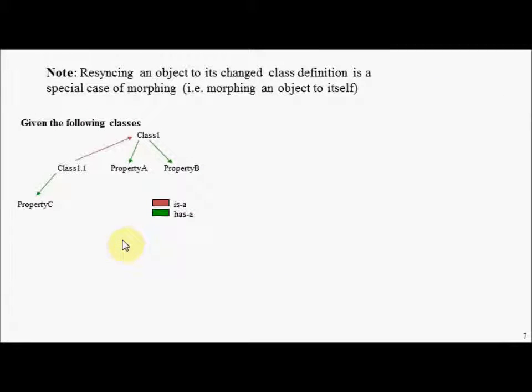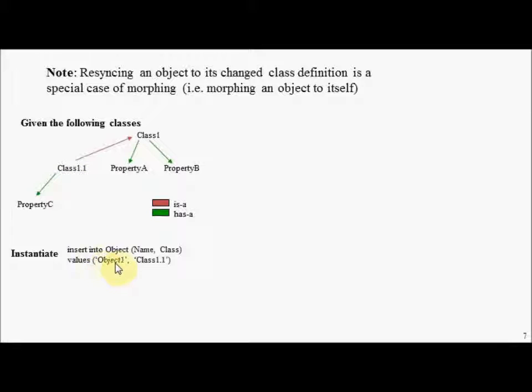Let's look at a clever use of the concept of object morphing. Imagine for a second that we have a class definition as follows. We have a class 1 with properties A and B. We have another class here called class 1.1 with property C. And class 1.1 is a specialization of this more general class called class 1. Imagine we instantiate class 1.1.